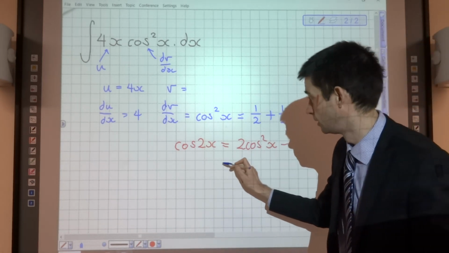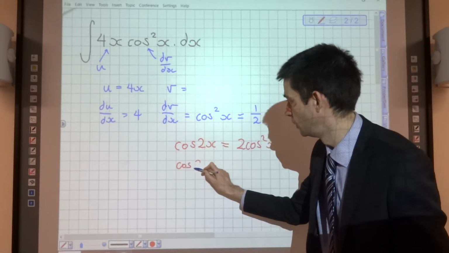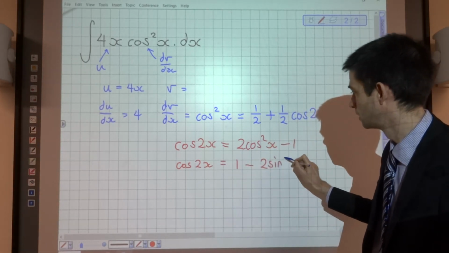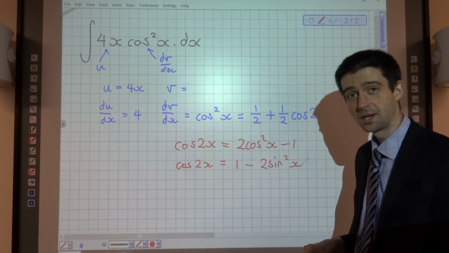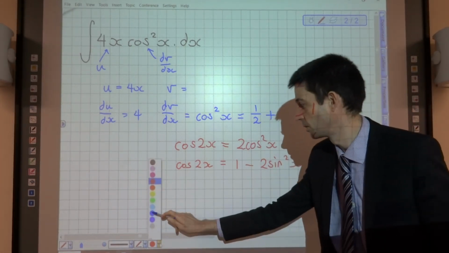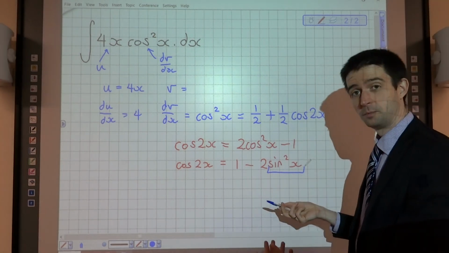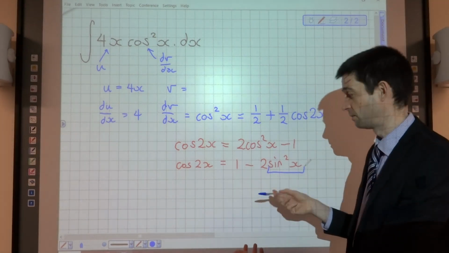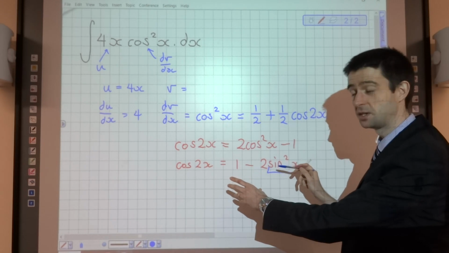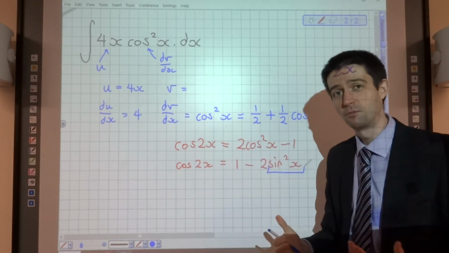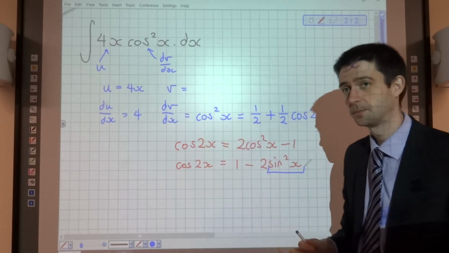The other identity that we can use for cos 2x is 1 minus 2 sine squared x. So if we were trying to integrate sine squared x, that would be a half minus a half cos 2x, because if you rearrange this, the only difference is going to be that sign there. So two worth remembering in my opinion, cos squared and sine squared.